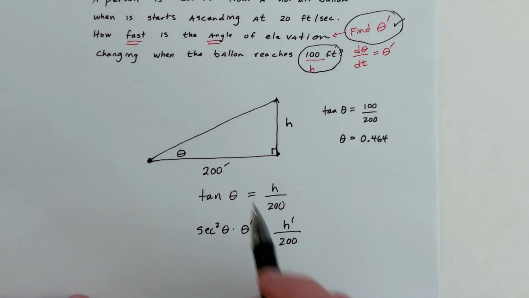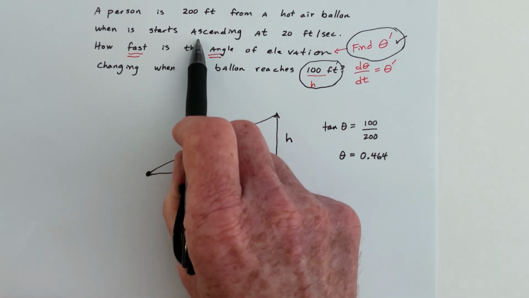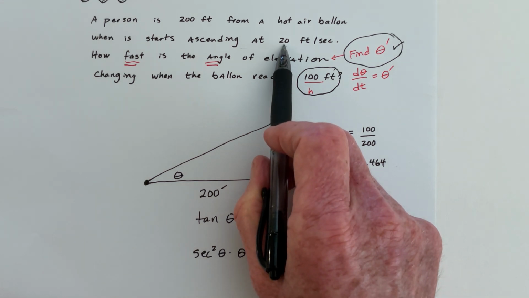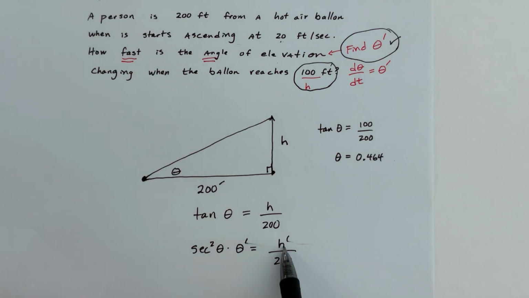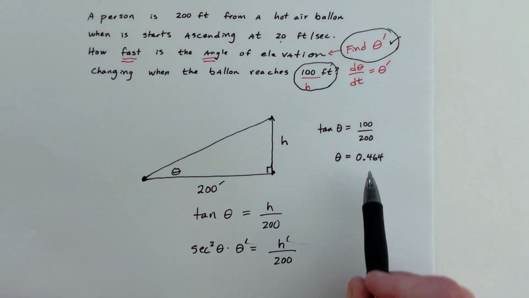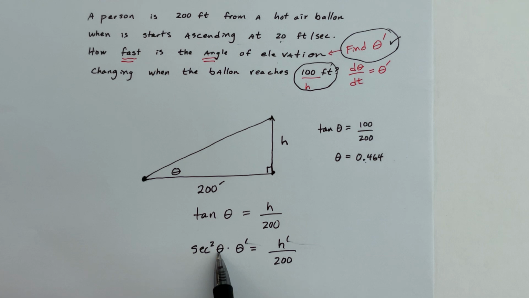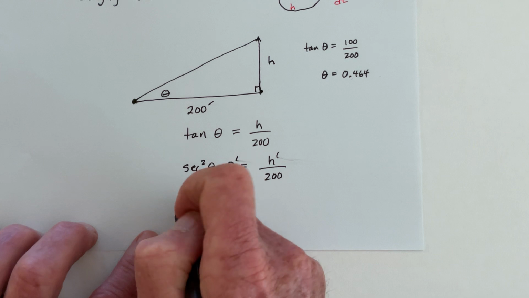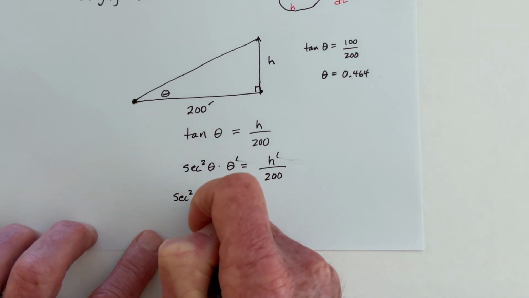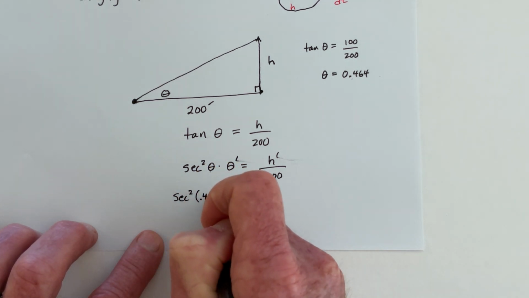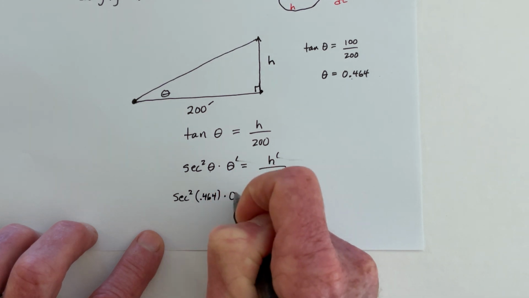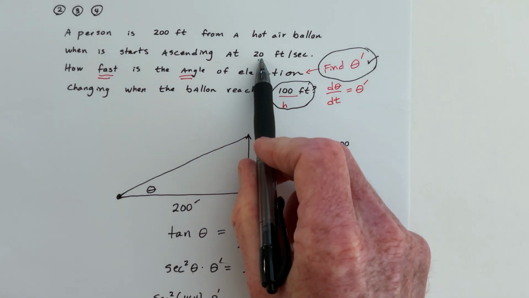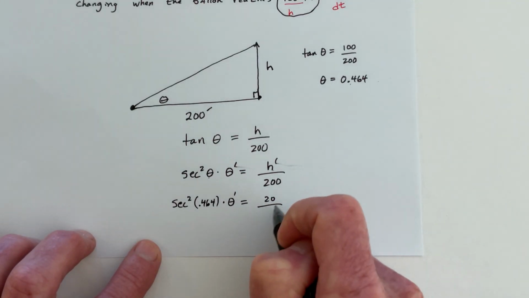All right, next up, the balloon was ascending, so going up at 20 feet per second. So this right here is the h prime. So we know that the h prime equals 20, and that the theta equals 0.464. So I can plug those in and then solve for the theta prime. So this is going to be secant squared of 0.464 times theta prime equals, and then this is the h prime, 20 over 200.